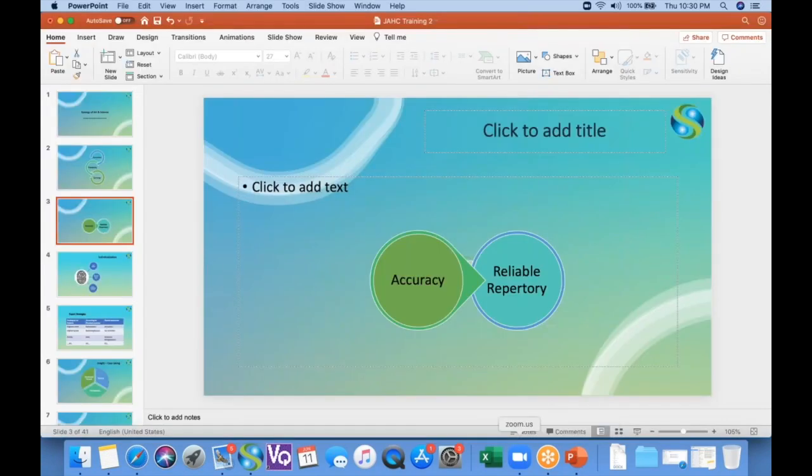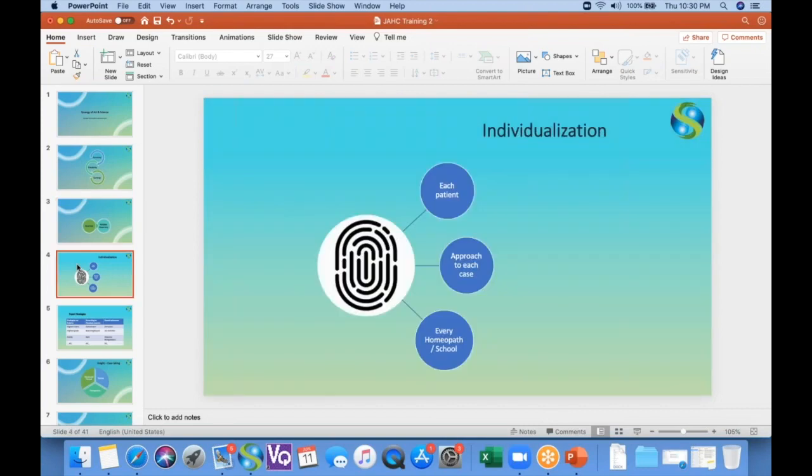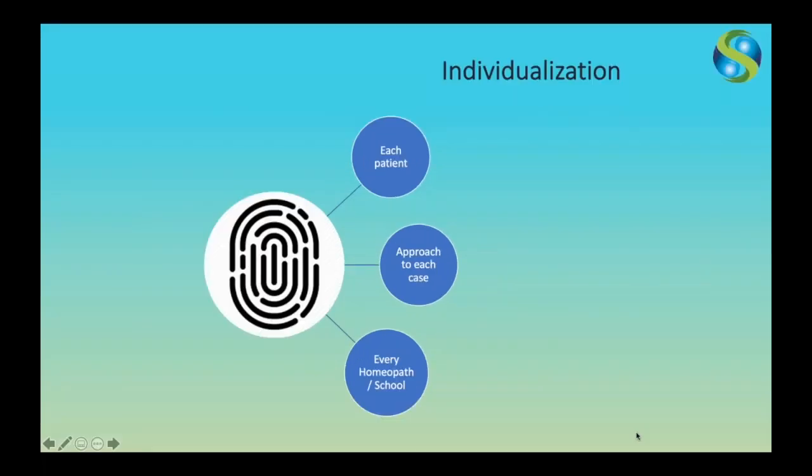Let's go to the next point. So accuracy, we spoke about it. And the next point is flexibility. Well, the basic principle of our homeopathy is individualization. And that applies everywhere. It's not only about finding the right remedy for the patient, but also each patient is different. The approach to each case is very different.